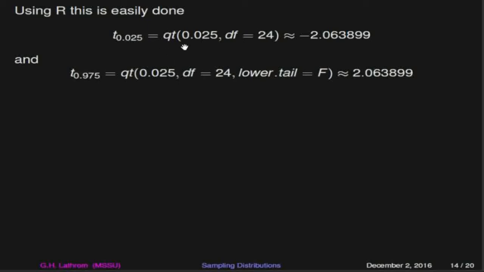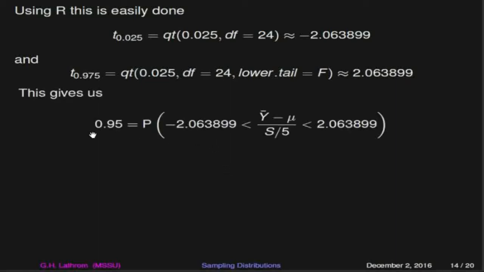Well, R will let us figure that out very, very easily. So if we want the t of 0.025, we go over to R. We've got this command qt that will give us these things for 24 degrees of freedom, and a similar command to get the upper bound, and so we've got values of 2.063899 for our estimates for our upper bound and lower bound. And so the rest of it, this is just giving us 0.95.